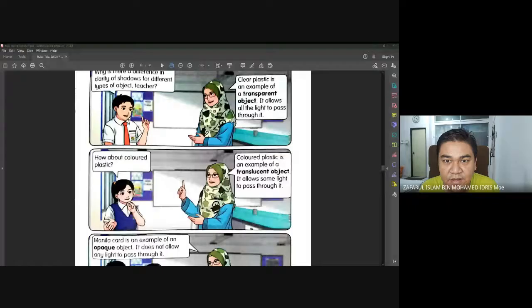Okay, awak tengok dia bagi contoh dekat sini, cikgu dia bagi contoh dalam conversation ni adalah plastik. Pernah tak awak beli barang and then dia bagi clear plastik? Maksudnya apa yang gelap. Okay, kejap. Okay, nampak dah?